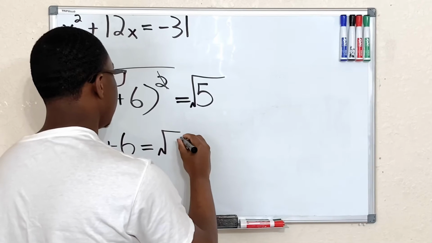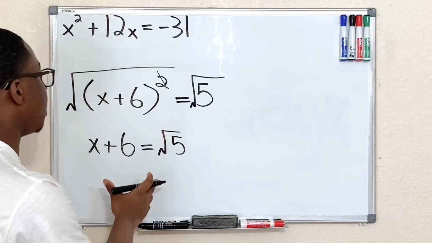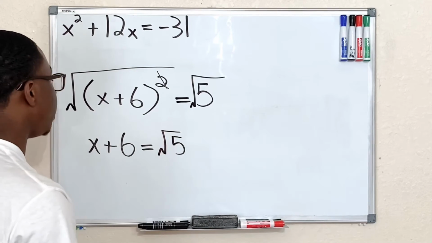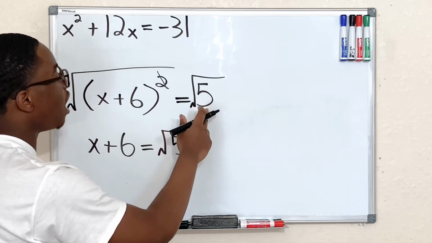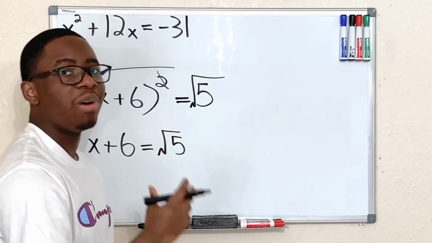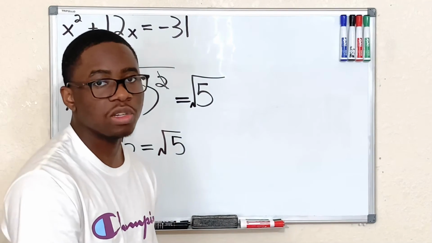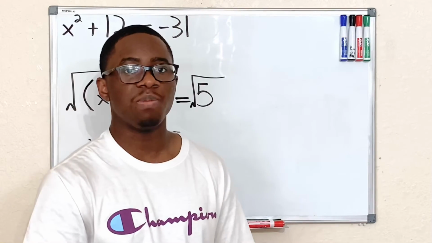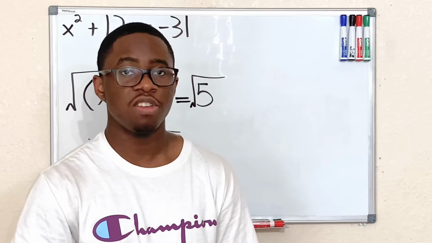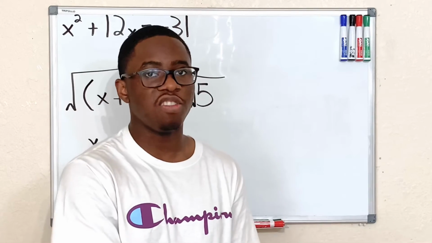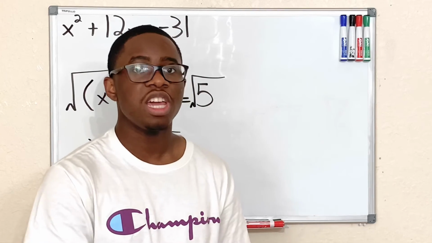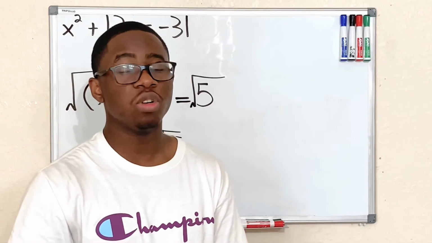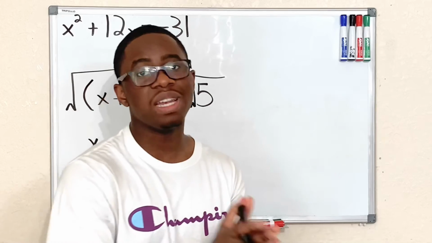square root of 5. Now that we have x plus 6 is equal to the square root of 5, one thing we need to notice is that when you're finding the square root of 5, we have both a positive and negative answer. When you find the square root of something, especially if it's a positive, you're going to have a positive and a negative number. Because when you find a negative number and you square it, it'll give you a positive. So the square root of 16 is 4 and negative 4.